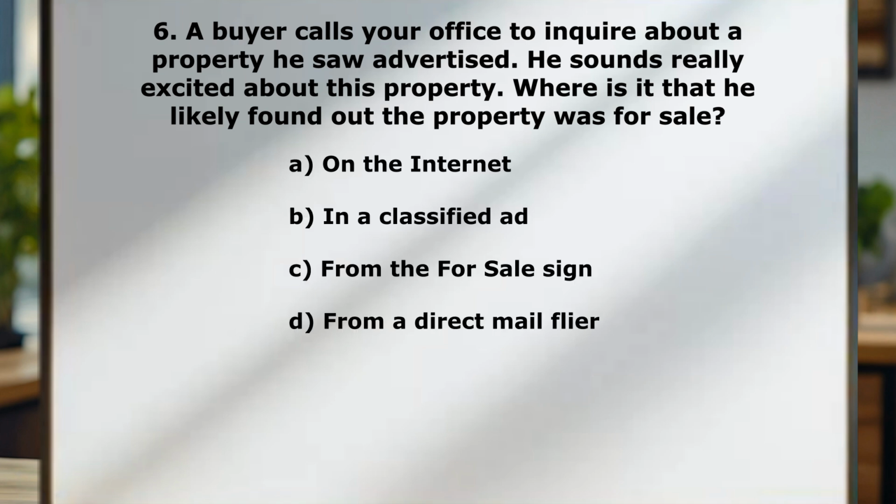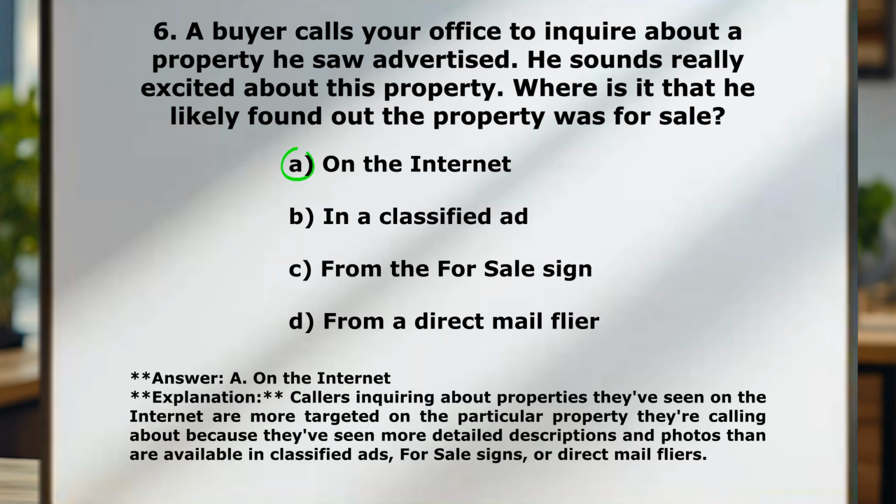A. On the internet. B. In a classified ad. C. From the for sale sign. D. From a direct mail flyer. The answer is A. On the internet. I believe there's some statistic that says 98% of home buyers find their home on the internet today. So if they're calling, they most likely saw it somewhere on the internet.